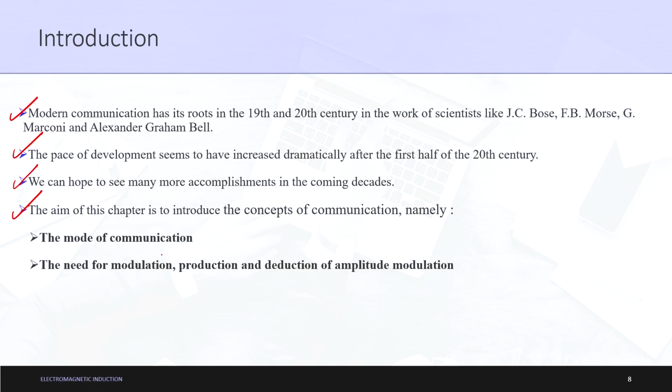For now, there is a need for modulation, production and deduction of amplitude modulation. Amplitude modulation is also known as AM. So, we will get to know what is this second concept here. For now, just make it in brief that there is a need for modulation, production and deduction of amplitude modulation. Let us move on. So, this was our complete introduction, just a basic grasp of why communication is required, why it is necessary, how it evolved, as was told in the last slides.